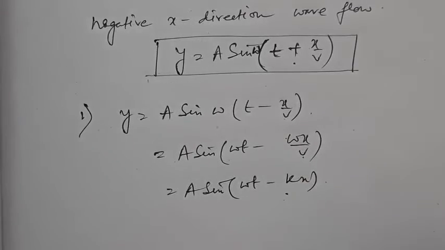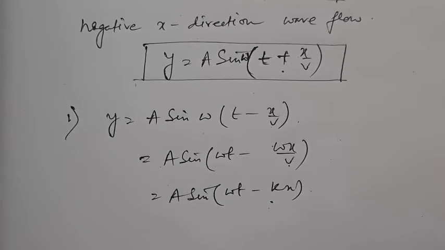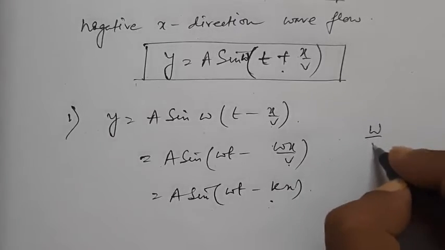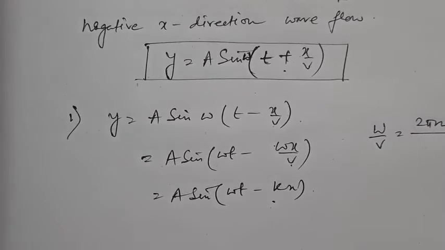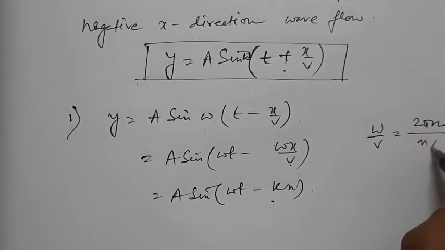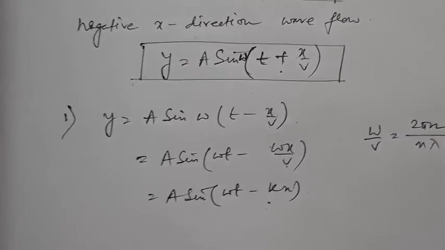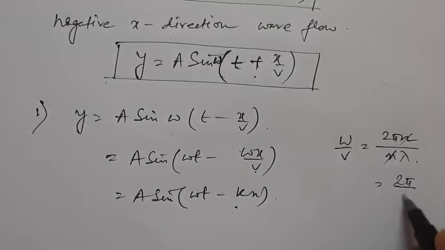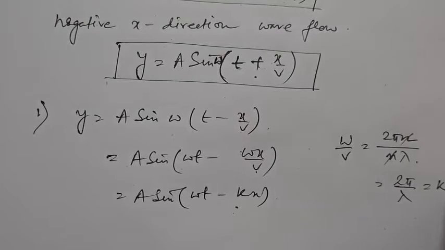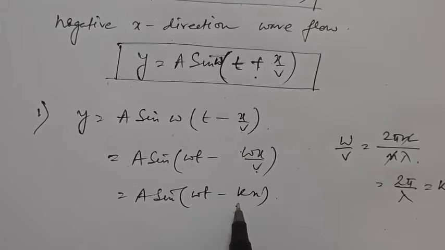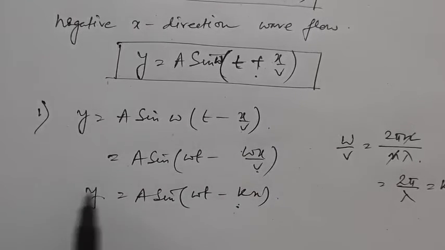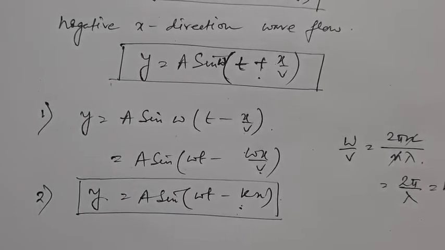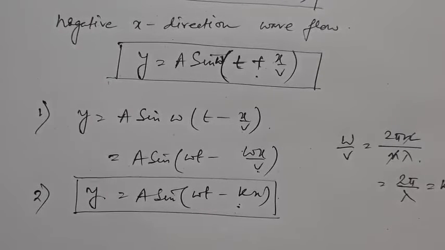We all know what k is. K is the angular wave number. Now how is this formed? Why does omega by v become k? Omega is 2 pi n and v is equal to n lambda, where n is the frequency. So n gets cancelled out, leaving 2 pi by lambda. What was 2 pi by lambda? It was k. So we can replace omega by v with k. So y is equal to a sine of omega t minus kx. This is another form. This is the first form, and I have been able to derive the second form of the equation.